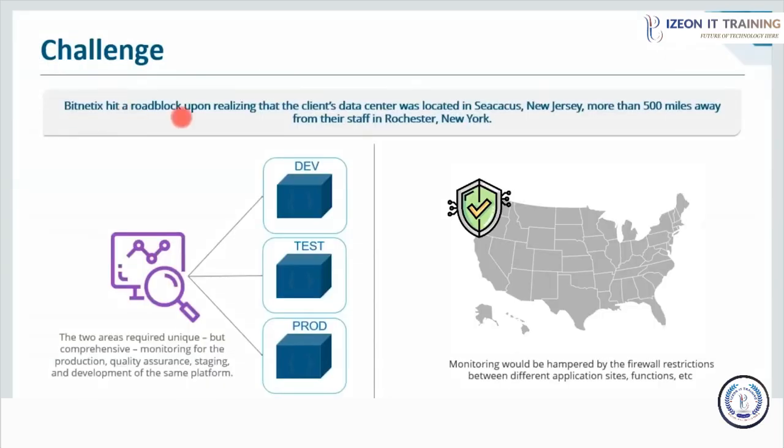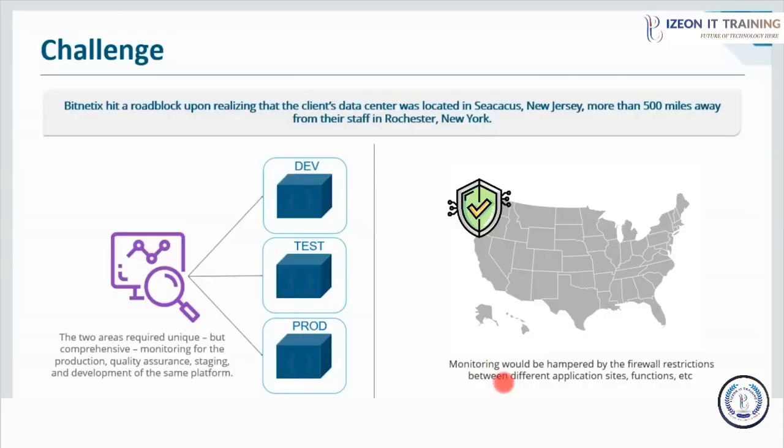Bitnetics hit a roadblock upon realizing that the client's data center was located in New Jersey, more than 500 miles away from their staff in New York. So there was a distance of 500 miles between where their staff is located and the data center. Now, let us see what problems they faced because of this. The two areas needed a unique but at the same time comprehensive monitoring for their dev, test, and prod environments of the same platform, right?